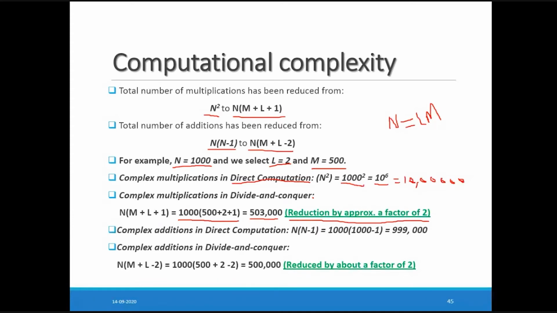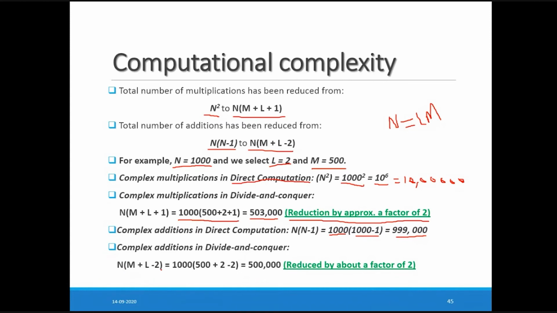Now complex additions in direct computation are n into n minus 1. Here n is 1000, again 1000 minus 1. So you are getting 9,99,000. So the total number of additions required in direct computation is 9,99,000.